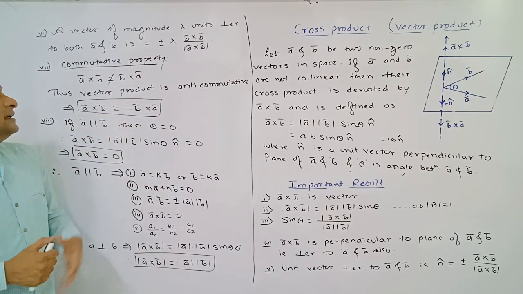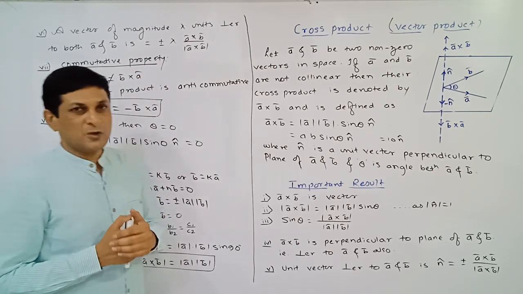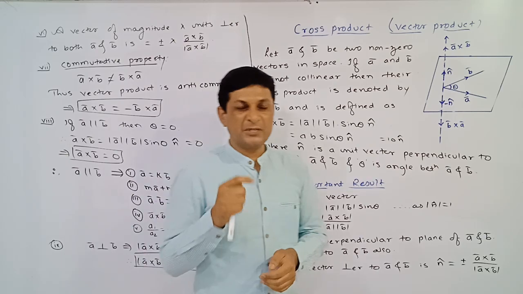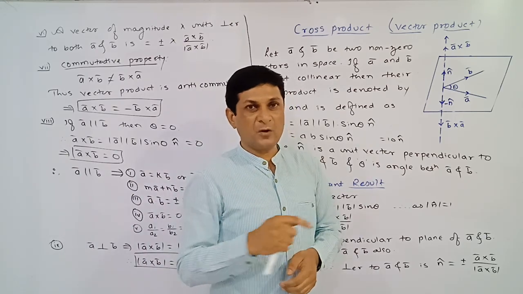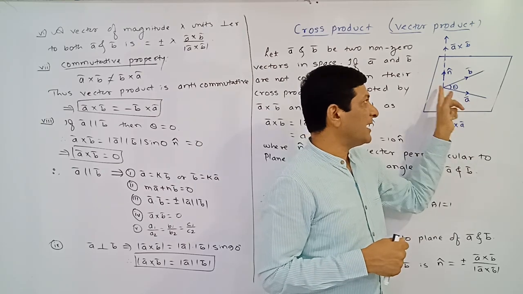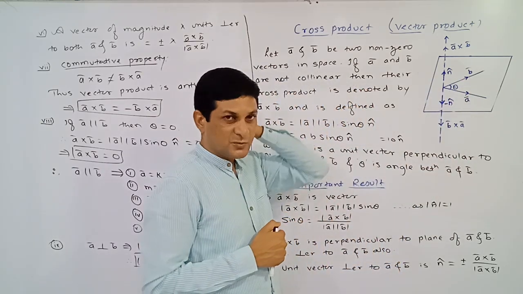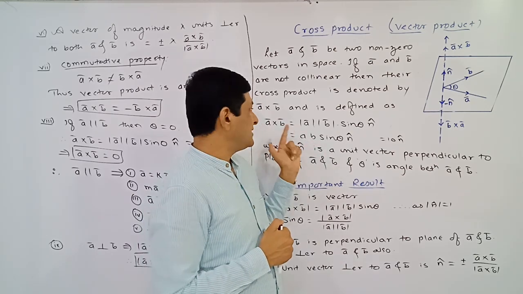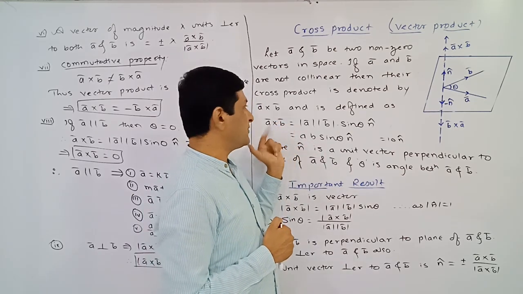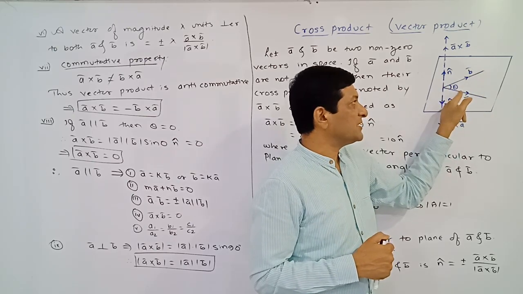Now, commutative property. Let us discuss whether the commutative property is satisfied or not in the case of the cross product, meaning whether a bar cross b bar and b bar cross a bar are equal or not. Now try to understand here. This is a bar and this is b bar. So here the first vector is a bar and the second vector is b bar. So the angle made by this second vector with the first vector is in what?